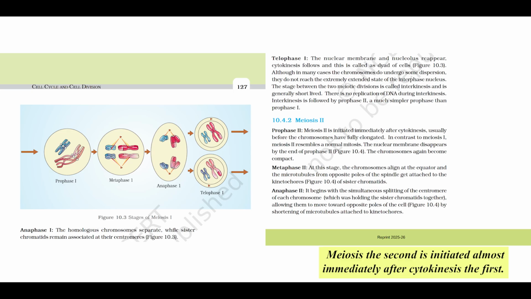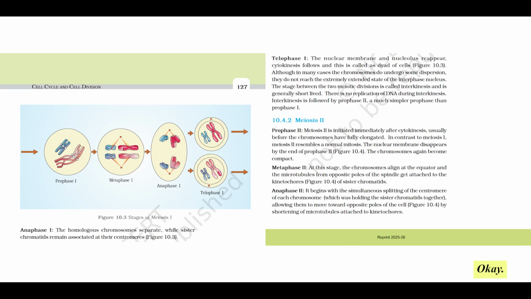Exactly. Meiosis II is initiated almost immediately after cytokinesis I. And yes, in contrast to meiosis I, meiosis II is very much like a normal mitotic division, just happening in those 2 haploid cells produced by meiosis I. Mitosis of haploid cells. Okay. Let's quickly run through the stages.